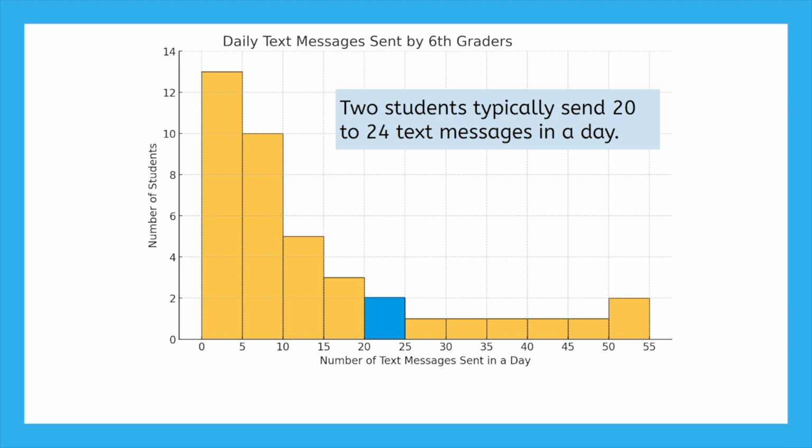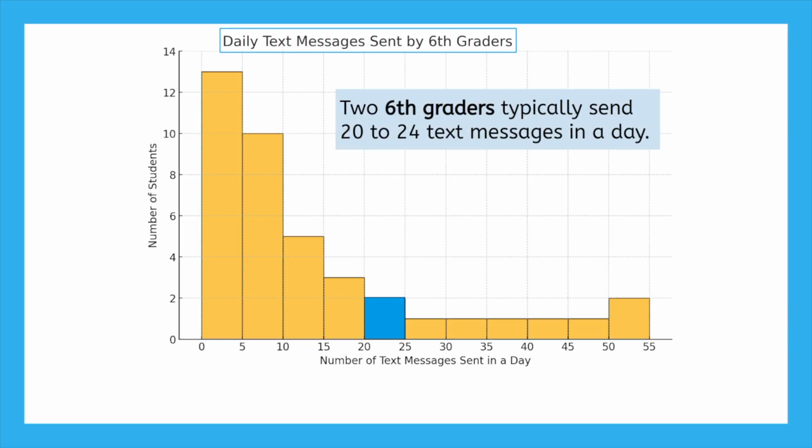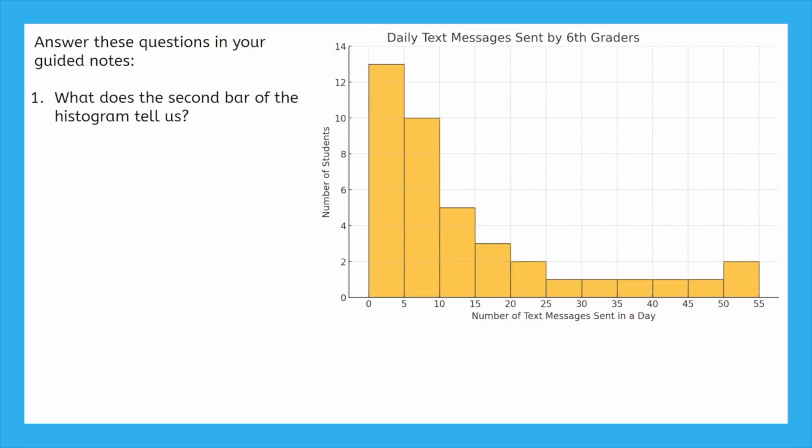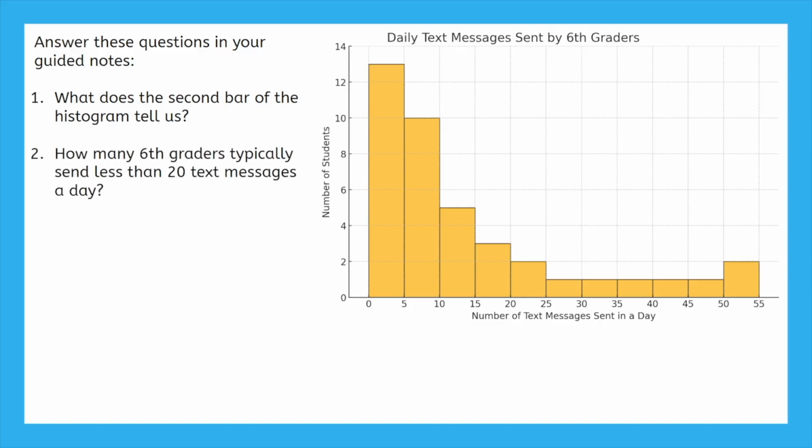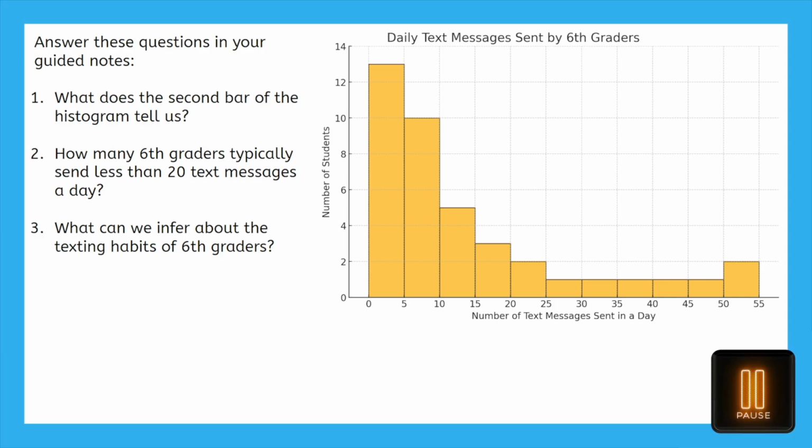Let's get even more specific. What grade are these students in? Looking at the title, we know that these students are 6th graders. So 2 6th graders typically send 20 to 24 text messages a day. Now, I want you to try 3 questions on your own in the guided notes. What does the second bar of the histogram tell us? How many 6th graders typically send less than 20 text messages a day? And what can we infer about the texting habits of 6th graders? Pause now and resume once you're done.